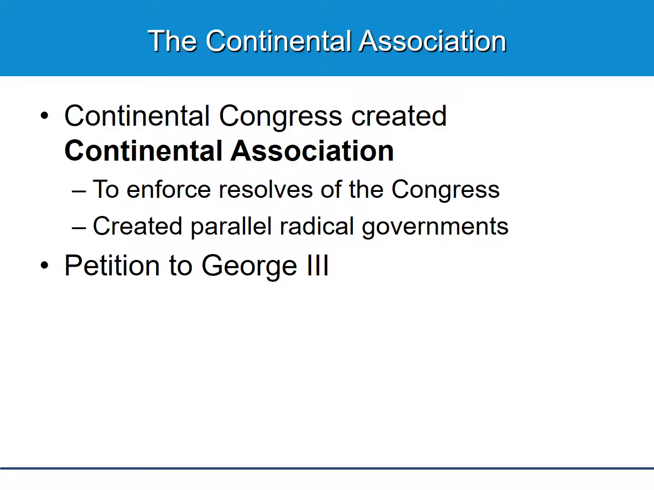We also see that the Continental Association wrote a petition directly to the King, to King George III. They hoped by appealing to George III that he could rein in Parliament and keep Parliament from being so punitive toward them. What the colonists didn't understand is George III was actually more of a tyrant than Parliament was at this time.